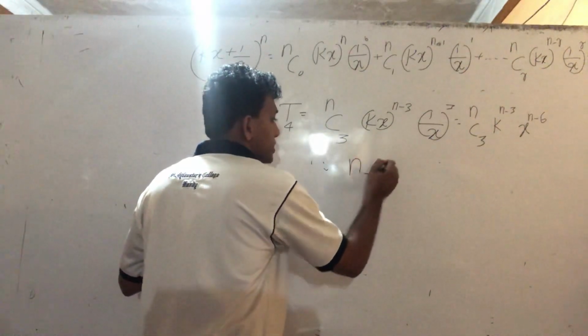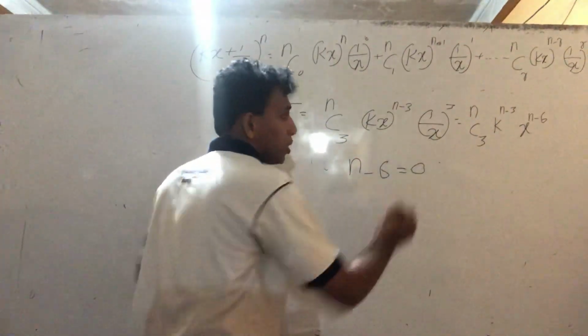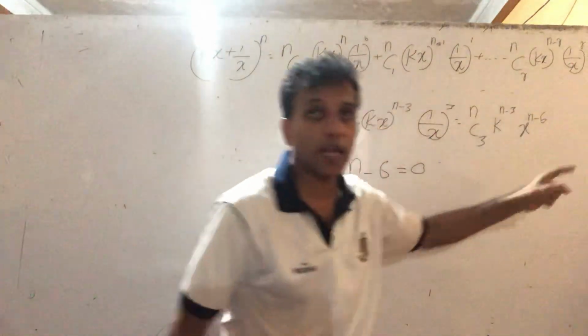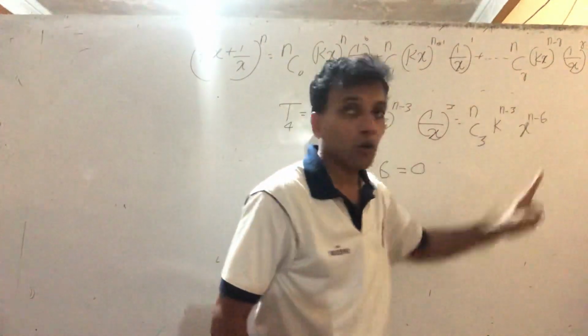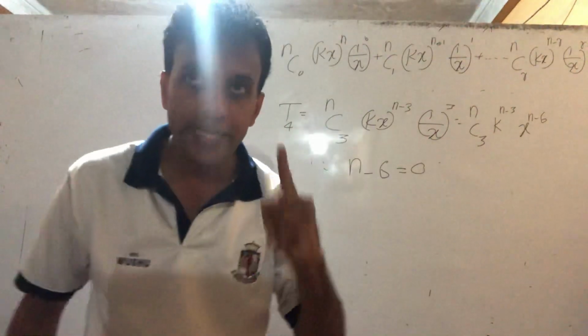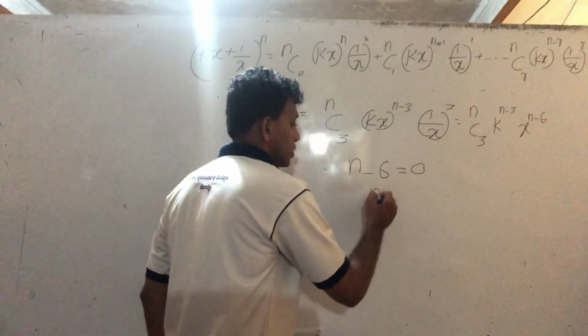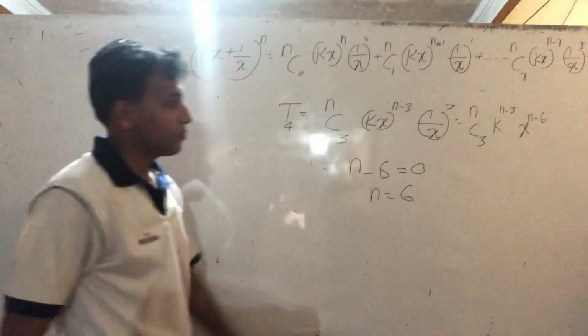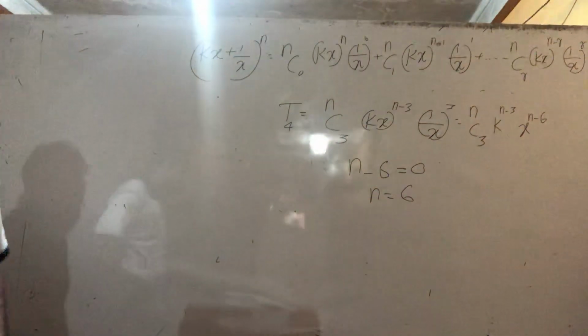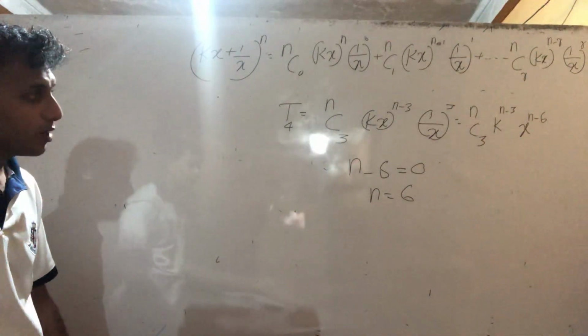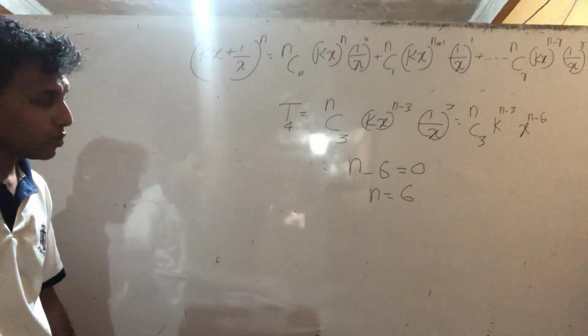n minus 6 should be 0. This power should be 0. x to the power 0 means the answer is 1. That is 0. Therefore, no doubt, I think n equals 6. So, the first part, n equal to 6. Okay.